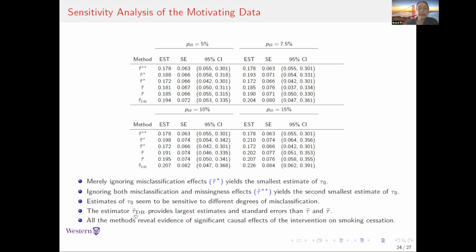And the doubly robust estimator, tau hat dr, gives us the largest point estimates and the largest standard errors. The largest standard errors are not really surprising; that is a price we have to pay if we want protection against the risk of potential model misspecification. We could also notice all those approaches reveal the same type of evidence: there is a significant causal effect of the intervention on smoking cessation.